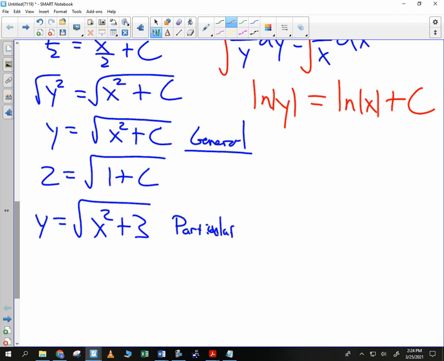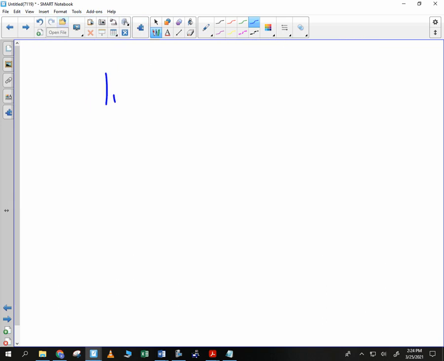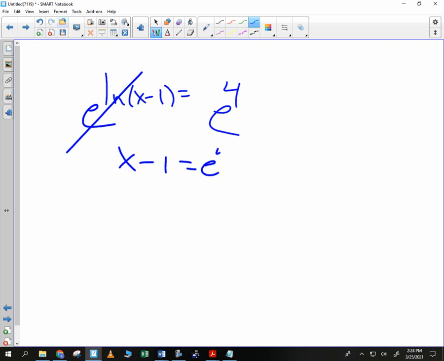Now we want to get rid of the natural log. I don't know if you remember this, but if we had an equation, say the natural log of x minus 1 was equal to 4, and you want to solve for that, what you did is you created a base of e. And you said x minus 1 was equal to e to the 4th. Do you remember that from pre-calc a little bit? No. So e and natural log are inverse operations of each other.